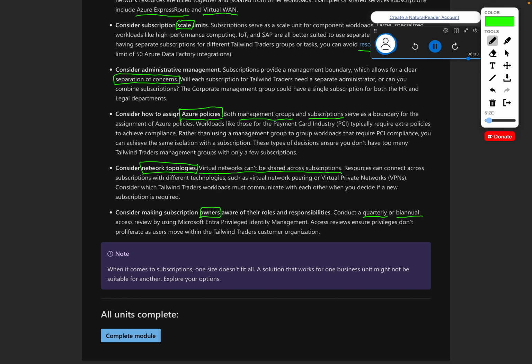Note: when it comes to subscriptions, one size doesn't fit all. A solution that works for one business unit might not be suitable for another. Explore your options. So at the end of the day, having multiple subscriptions has a trade-off, and that's an engineering decision to decide how many subscriptions to create, how many management groups to create, and how to organize them.